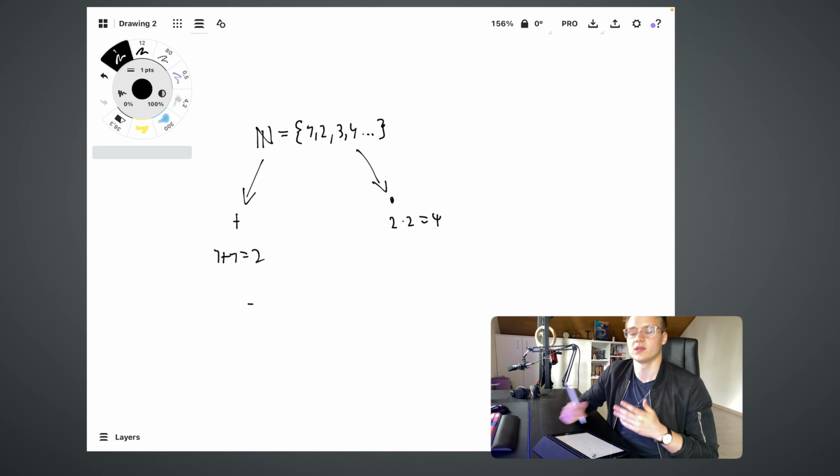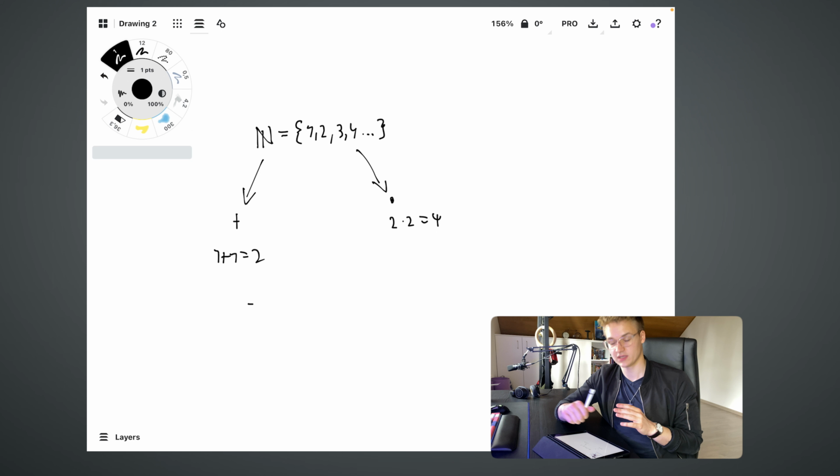And yes, they are closed. The set of natural numbers is closed for addition and multiplication. What does this mean? It means that if we take any two natural numbers and either multiply them or add them together, we will get another natural number.